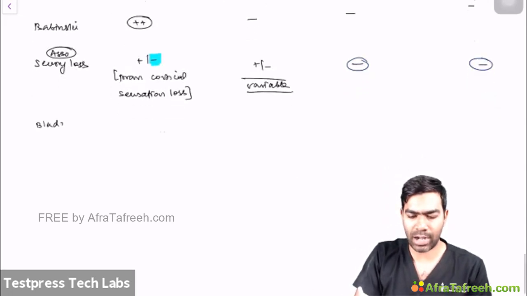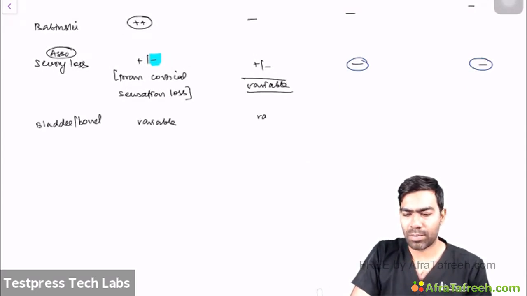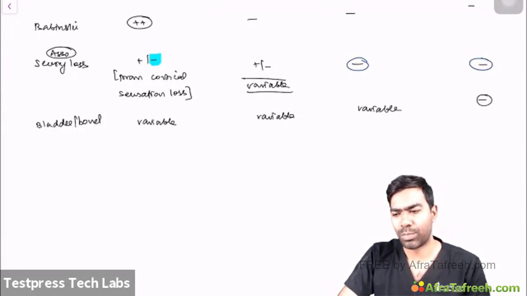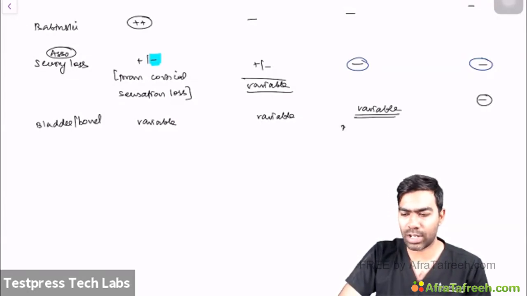Then what about bladder and bowel involvement? Bladder and bowel involvement is variable here, and here also variable. It can be there or cannot be there. But typically bladder and bowel involvement will never be there in the setting of a pure myopathy. We are talking about a muscle problem, a skeletal muscle problem, not about a smooth muscle problem. Similarly, if you talk about a neuromuscular junction disorder, in a presynaptic disease, it may be there.